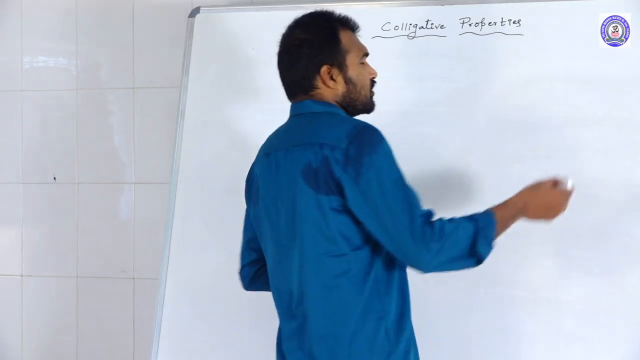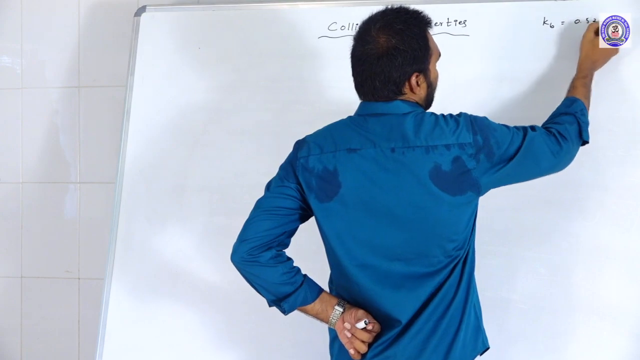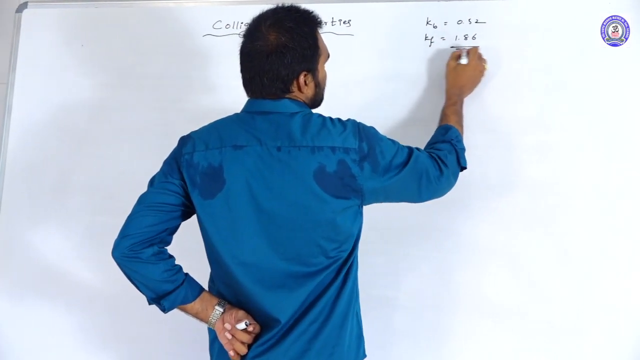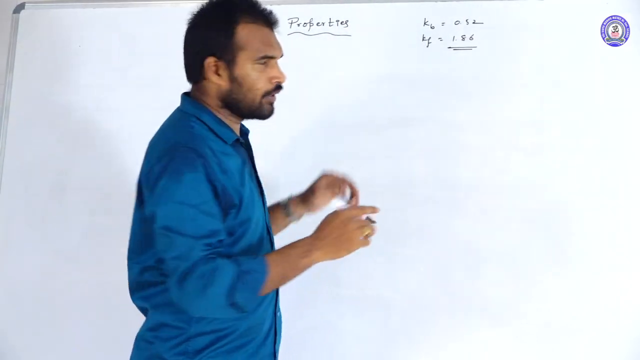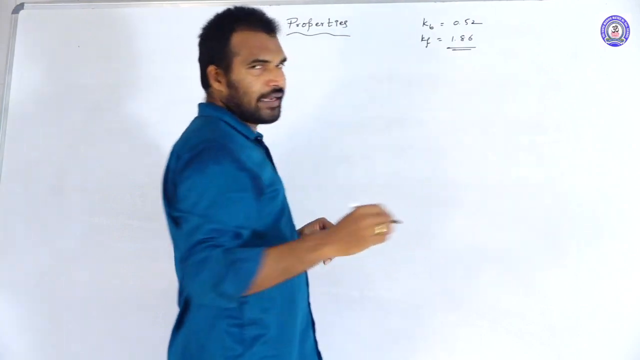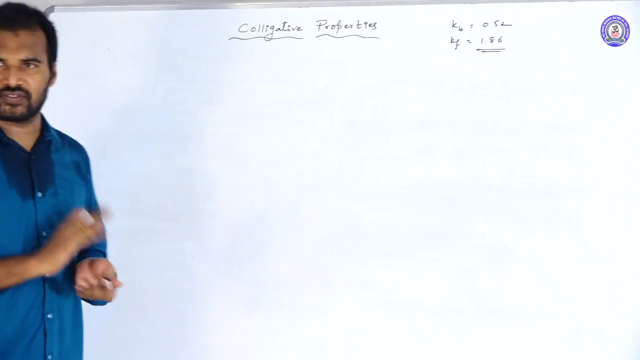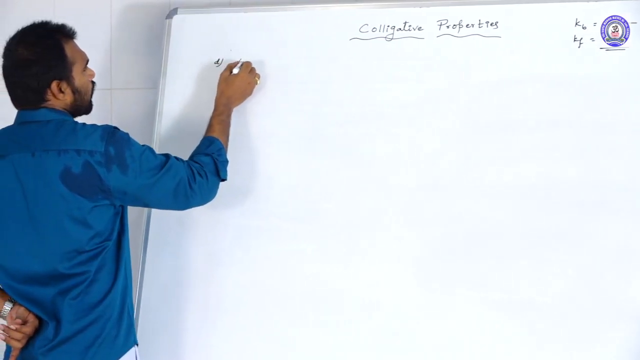And remember these constant values. Ebullioscopic constant value 0.52 and cryoscopic value is 1.86. Whether they mention them or not, whatever it may be, you just remember the ebullioscopic constant value 0.52 and the cryoscopic constant value 1.86. Okay. Now let us move to the fourth colligative property, that is osmotic pressure.